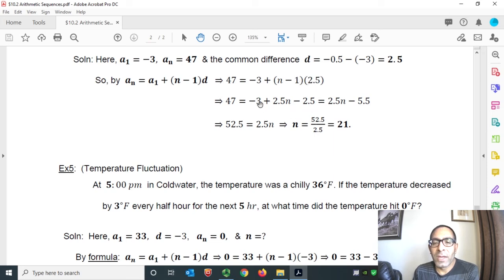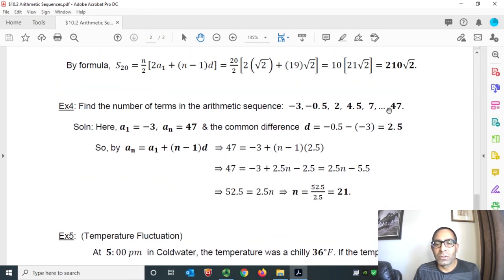Next step, we add negative 3 and negative 2.5, which gives us negative 5.5. And in the last line here, let's add 5.5 to both sides. So 47 plus 5.5 turns out to be 52.5, equals 2.5n on the right hand side. Divide both sides by 2.5 to find the value of n, and it turns out that n equals 21. So we found there are a total of 21 terms in this arithmetic sequence. I hope this idea makes sense to you all.